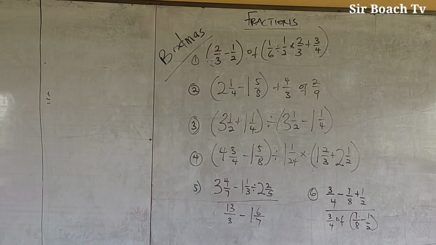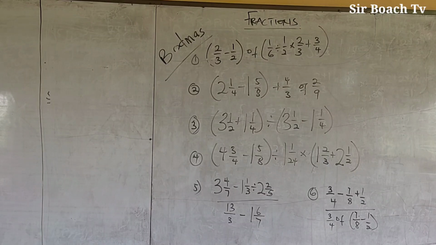Now question 4 also has 2 brackets with another additional mixed fraction. It's so simple. You solve the 2 brackets separately, you get a single fraction for the 2 brackets. Then after that, you let the division and multiplication work for you, then you get a final answer. Question 3 and question 4 are very simple, but question 5 looks to be in a different dimension. We have 3 whole number 4 over 7 minus 1 whole number 1 over 3 divided by 2 whole number 2 over 5, all over 13 on 3 minus 1 whole number 6 on 7. It's so simple. So with this one, you solve the top.